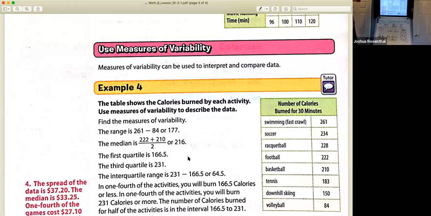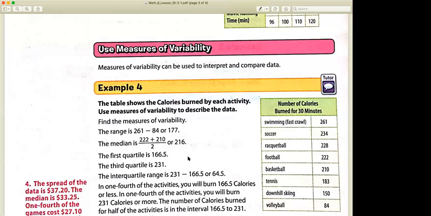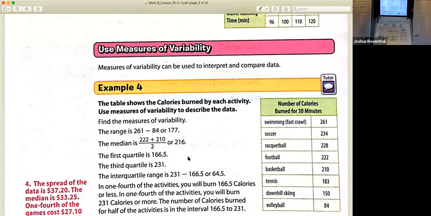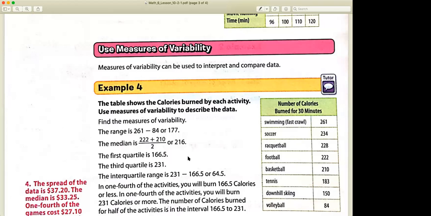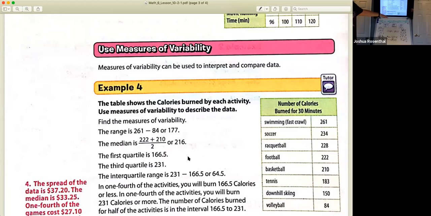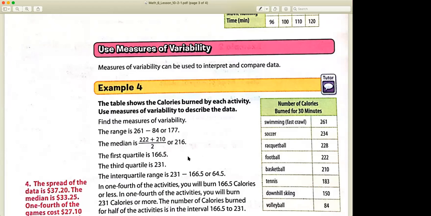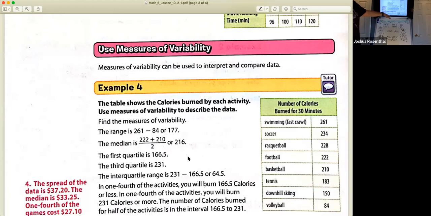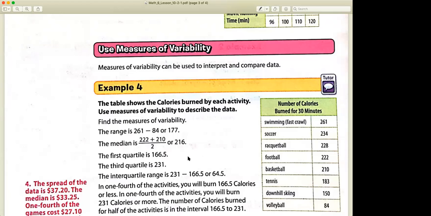Any questions? So to get the maximum, you add 96.75 to 261... No. To get the maximum, you add it to Q3. If you add it to your upper extreme, you'll never get an outlier, because there's not going to be any data more than the upper extreme. Wait, the first quartile is 166.5, and the last quartile is 231, right? Yeah, the upper quartile is 231. The third or the upper quartile.